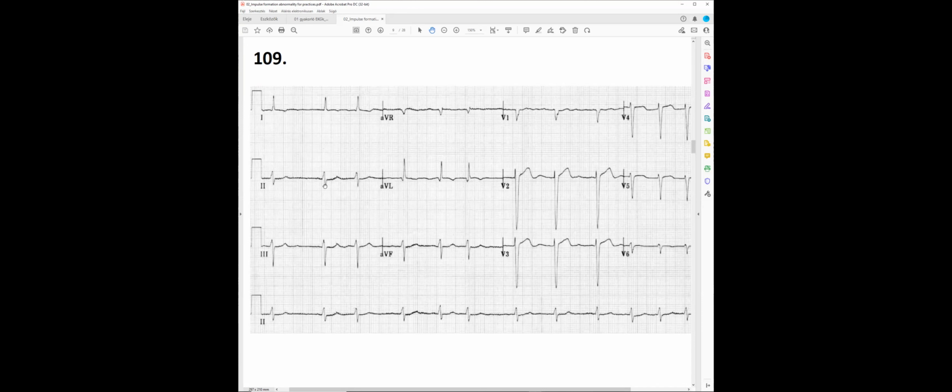Look at lead number 2. Lead number 2 is very weird. About equiphasic, the positivity and negativity about the same. Yes? So this is meaning that you are perpendicular to lead number 2, and that's minus 30. Okay, that's minus 30. All right.